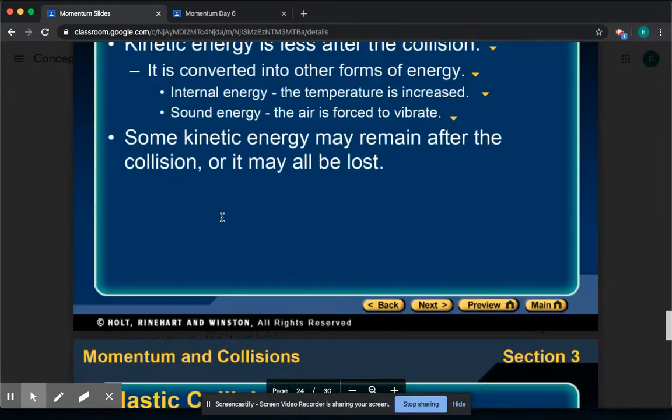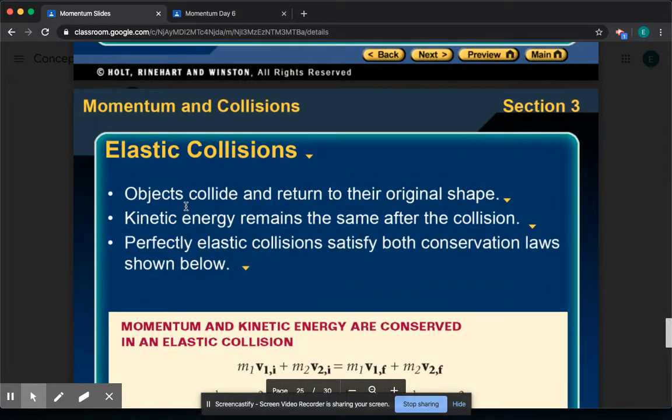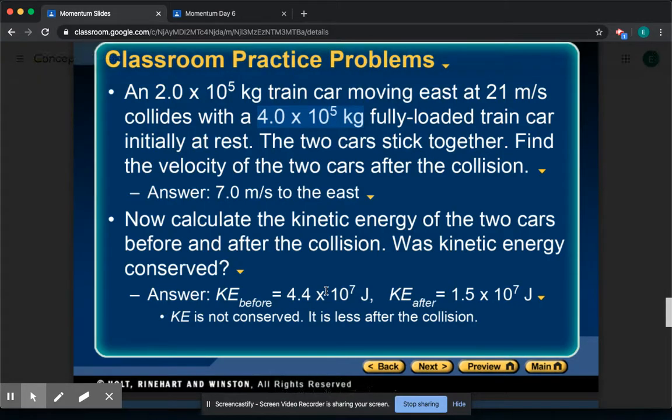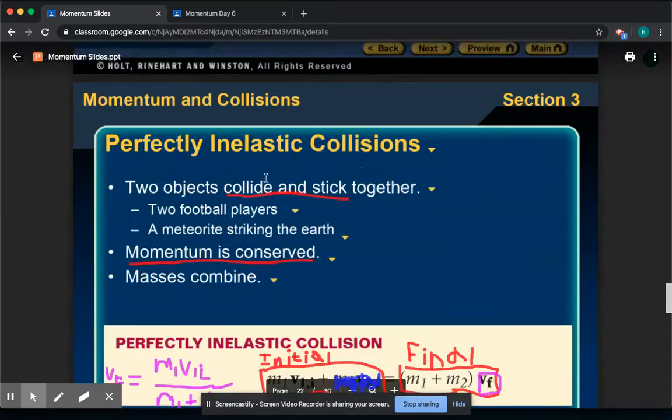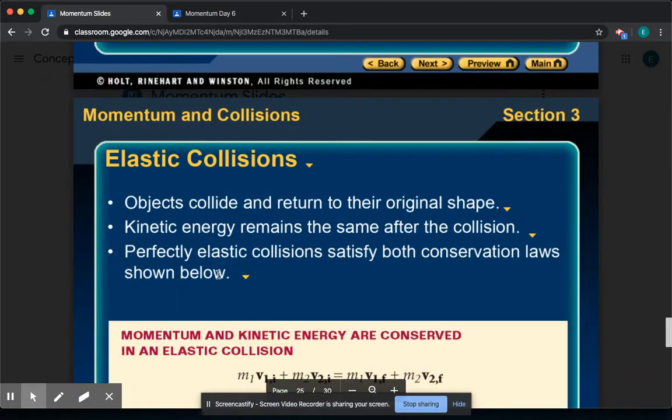For elastic collisions, the kinetic energy is conserved as well as the momentum. So for elastic collisions, both kinetic energy and momentum are conserved, which is why they give you the example here of asking you to calculate it. So for inelastic, it's just momentum. For elastic, it's both. Okay. Kinetic energy remains the same and momentum remains the same.